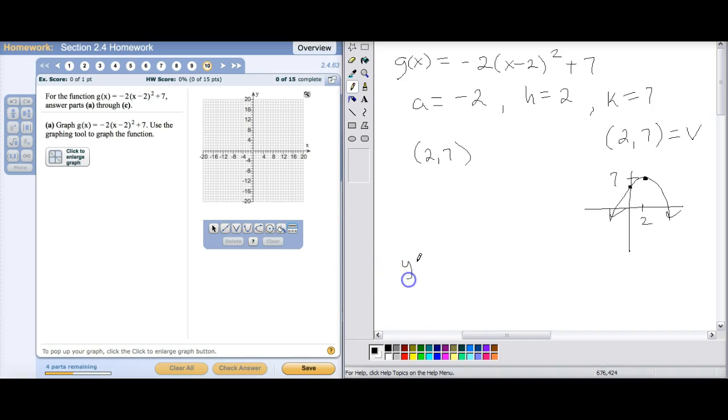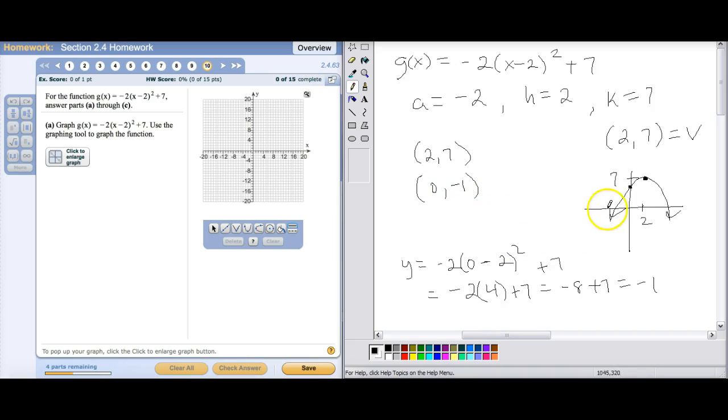So let's do that. If we let y, which is the same as g of x here, equal -2 (x minus 2) squared plus 7, and plug in 0 for x, then we'll see that 0 minus 2 is -2, and -2 squared is 4. So we do that, it's -8 plus 7, which gives us -1. So we know another point that we have on the graph is the point (0, -1).